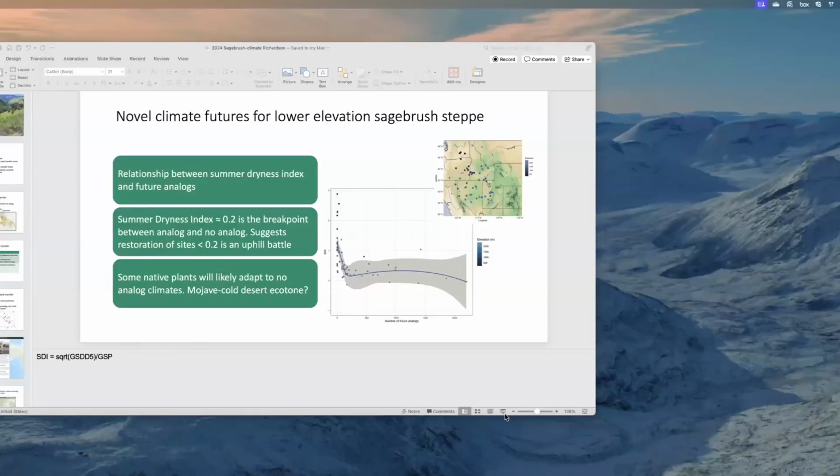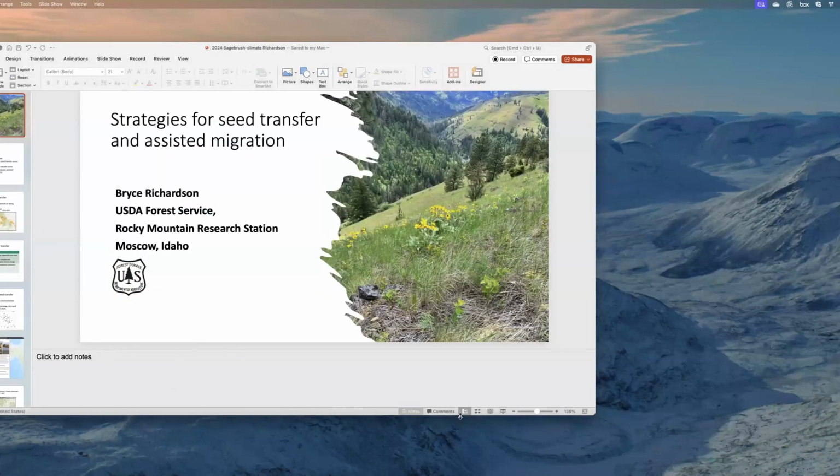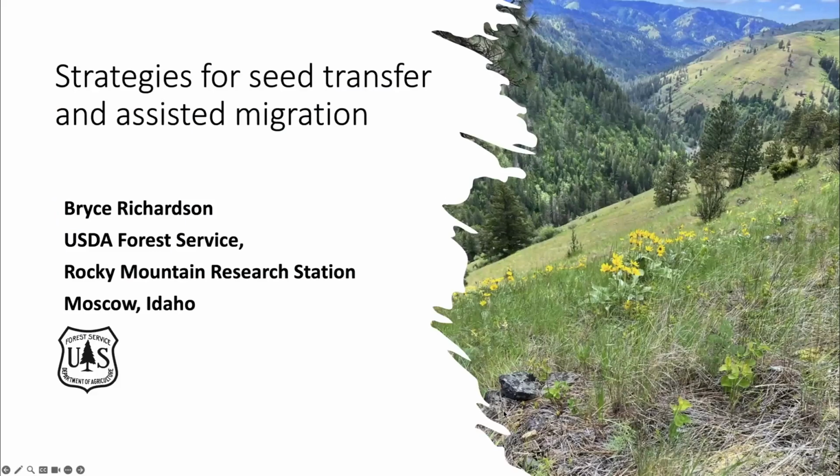But without further ado, I want to move on to Dr. Bryce Richardson. Bryce is going to present on the Climate Smart Restoration Tool. Bryce is a plant research geneticist with the U.S. Forest Service's Rocky Mountain Research Station. His focus is on understanding plant population, evolutionary relationships, adaptive genetic variation, and their application to restoration. So thanks for joining us today, Bryce.